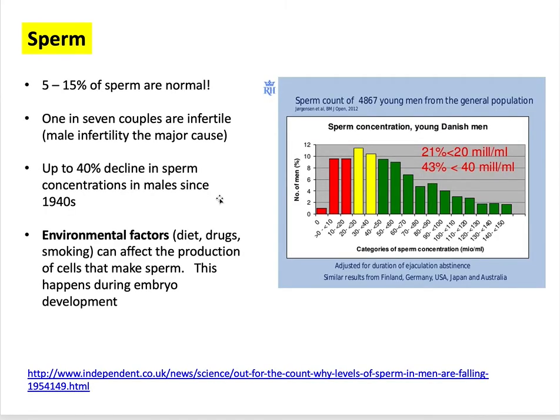So a sperm, amazing enough, only about 5 to 15% of sperm are actually normal. That is to say, viable. 1 in 7 couples are infertile, and there's been up to a 40% decline in sperm concentrations in males since the 1940s. And apparently, there are all sorts of environmental factors that have contributed to changes in sperm viability over the years.